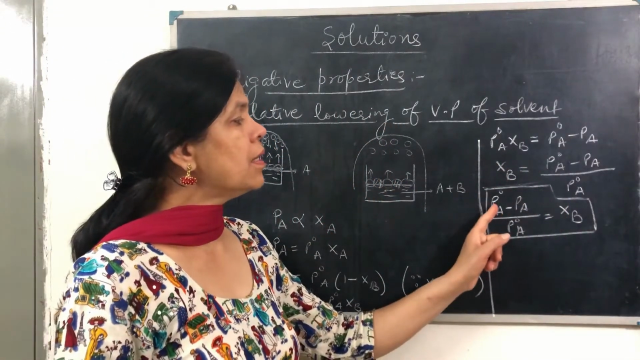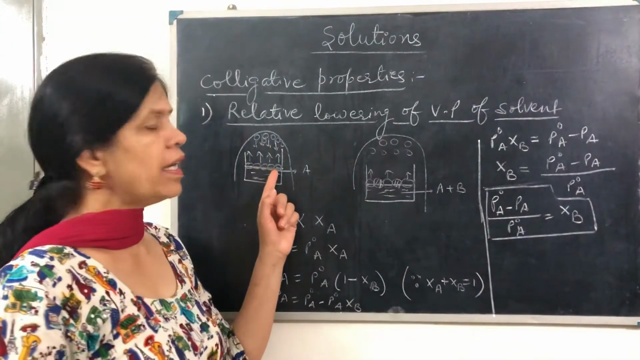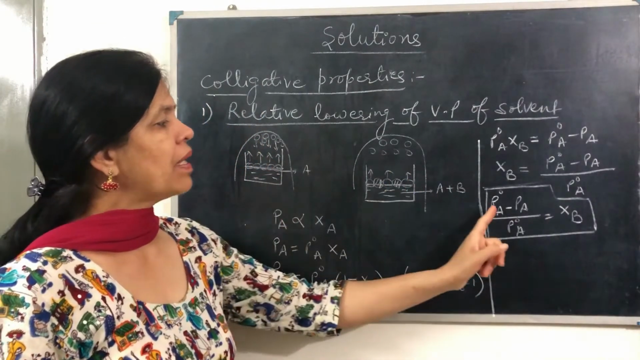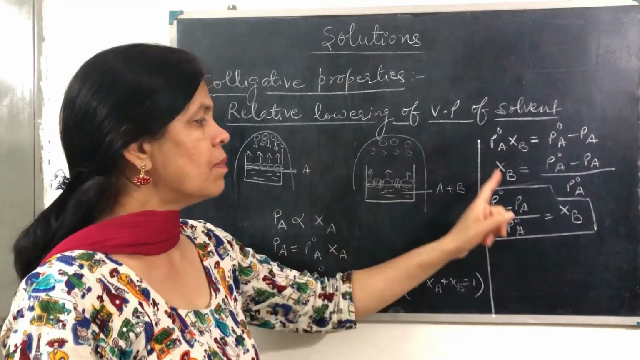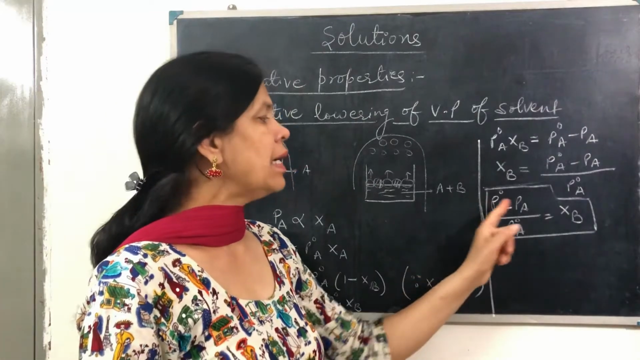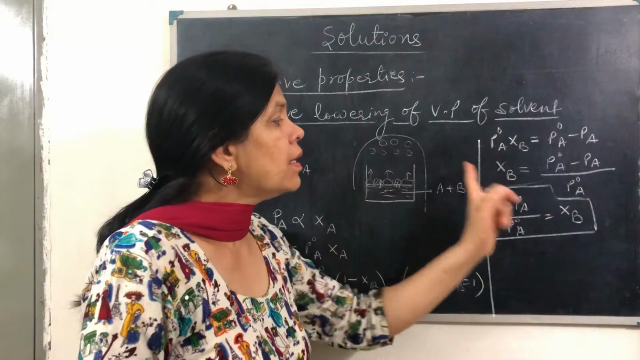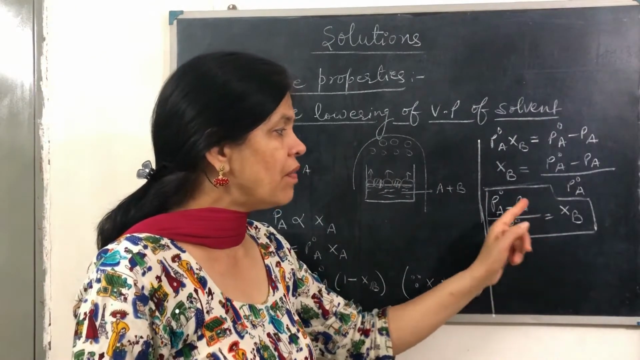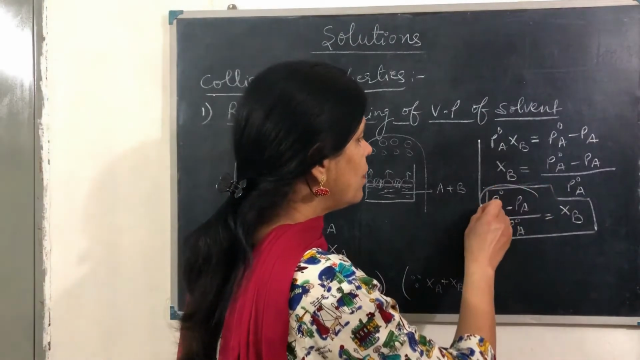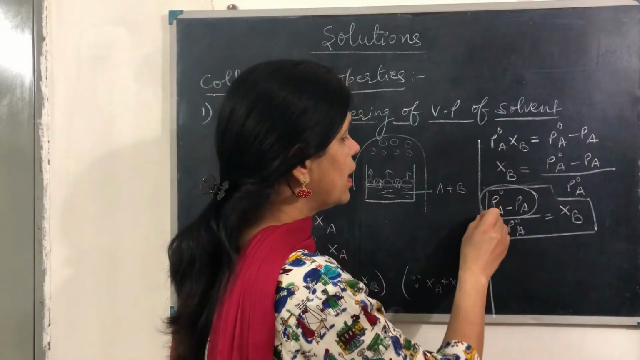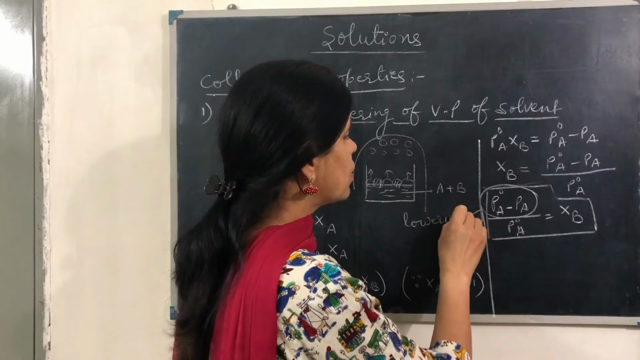P naught A is the maximum vapor pressure of pure component A, when only A component is present. It is the maximum value of vapor pressure, but when non-volatile solute is added to this, it becomes PA, which is definitely less than P naught A. So there is lowering in the vapor pressure of A component when non-volatile solute is added. P naught A minus PA is called the lowering in vapor pressure.